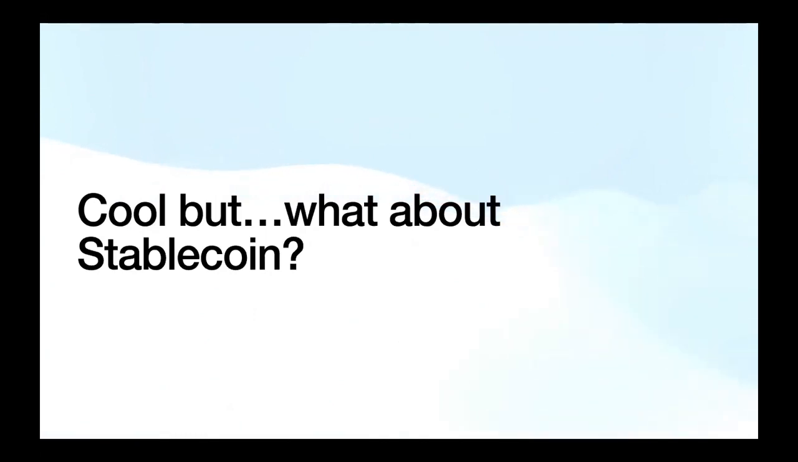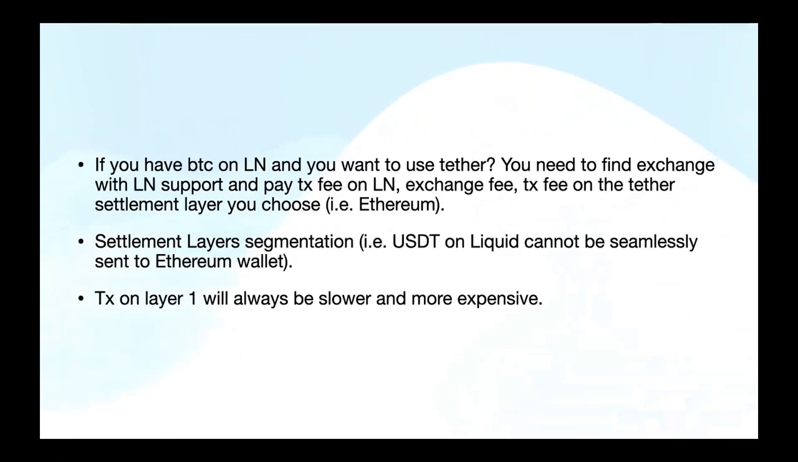But what about stablecoins? Why introduce these other new technologies and not make use of stablecoins instead? There are several reasons, but I will just say that if you have Bitcoin and Lightning and you want to use, for example, Tether, which is one of the most famous and most capitalized stablecoins, you need to find exchanges with Lightning Network support and pay the transaction fee on Lightning, the exchange fee, and the transaction fee on the Tether settlement layer you choose.